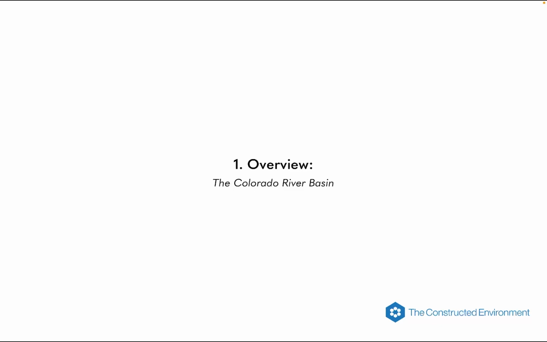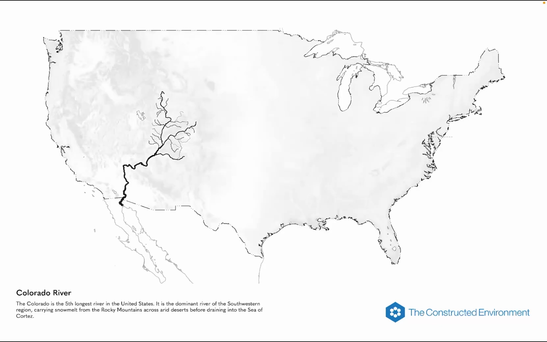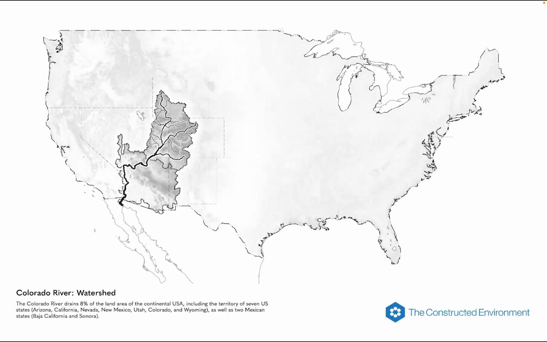First, I will introduce the Colorado River Basin. The Colorado is the fifth longest river in the United States. It is the dominant river of the southwestern region, carrying snowmelt from the Rocky Mountains across arid deserts before draining into the Sea of Cortez. The Colorado River drains 8% of the land area of the continental U.S., including the territory of 7 U.S. states as well as 2 Mexican states.